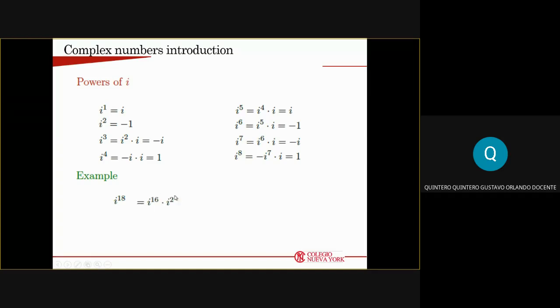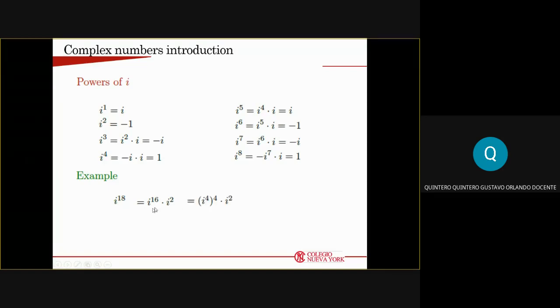Look at this. We can separate these values, right? We know that i to the 18 is the same as i to the 16th times i to the second power. We know that because of the properties of exponents, properties of powers, right? Whenever we have a multiplication of powers, and they have the same base, we can add the exponents. Remember that? So that is what we did in here. We split the 18 into 16 and 2.